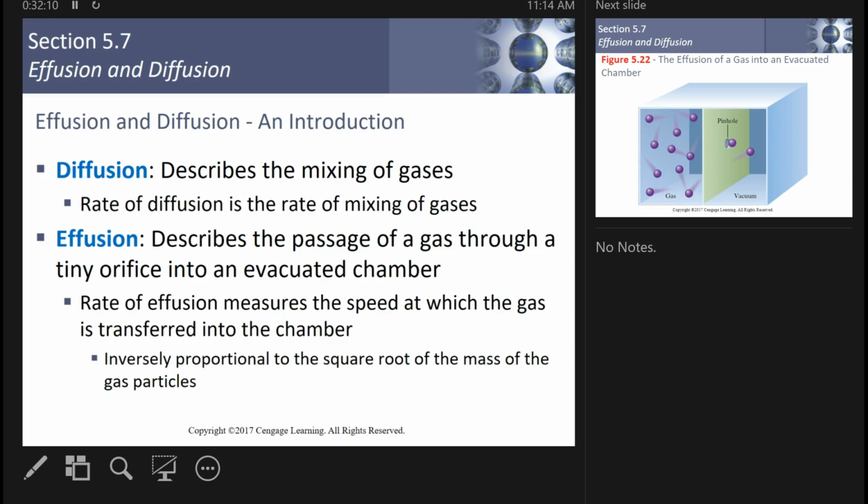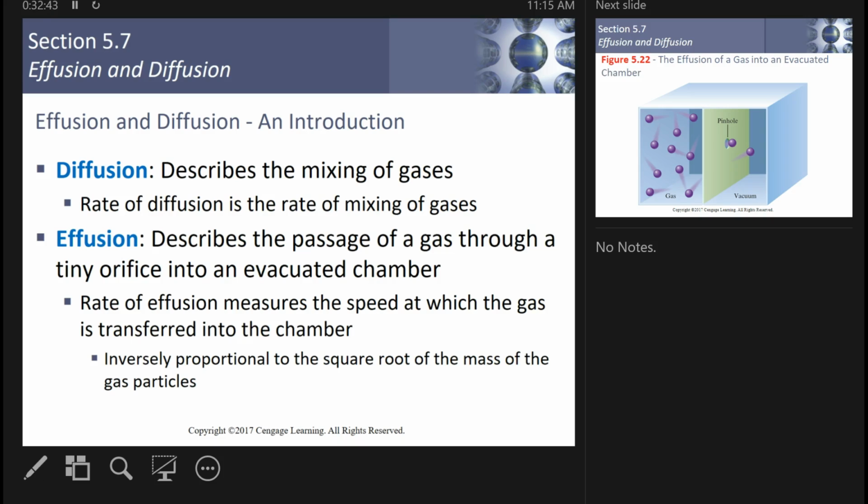Now, knowing that, we can define 2 important properties of gases: diffusion and effusion. Everyone should know what diffusion is by now, right? What does it mean for something to diffuse? Go from high concentration to low, which is a spreading out until everything is evened out. You do a lot of that with biology, osmosis and all that. In terms of gases, it's the same concept. It mixes, it moves from high concentration to low.